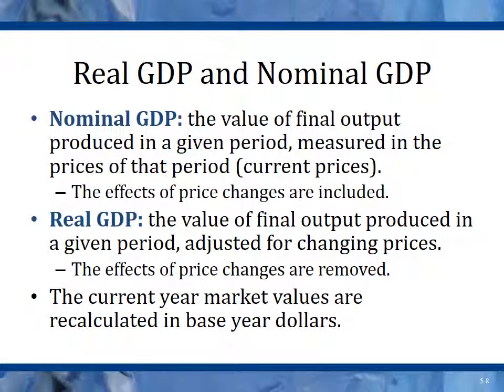The official definitions: nominal GDP, the value of the final output produced in a given period, measured in the prices of that period, current prices. Real GDP, the value of the final output produced in a given period, adjusted for price changes. Once again, calculated for inflation, and usually there's a set year that it'll say compare all years of GDP from 1950 to 2013, all in 2005 dollars. So they tend to normalize everything for 1 year.